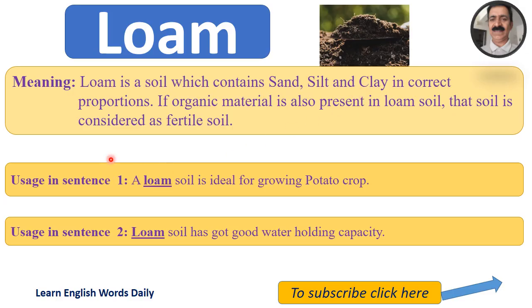Now, let us try to frame two sentences by using the word loam. Sentence 1. A loam soil is ideal for growing potato crop. Sentence 2. Loam soil has got good water holding capacity. Dear friends, today you are very much clear about the terms called sand, silt, clay, soil, and loam.